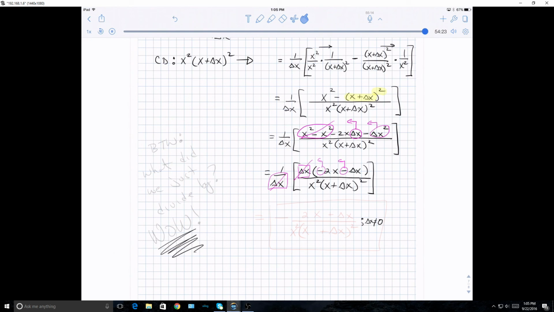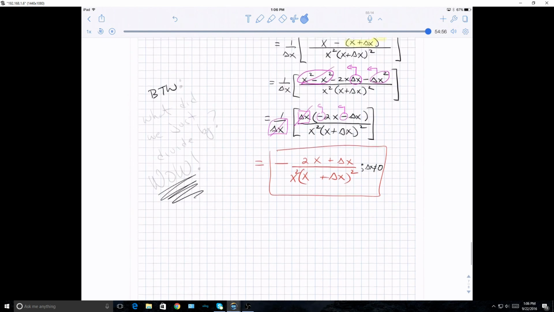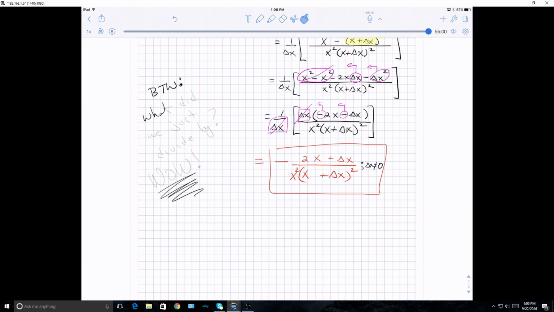So our complete solution here is going to be negative, what was it, 2x plus delta x all over x squared plus delta x squared times x squared. By the way, what did we just divide by?